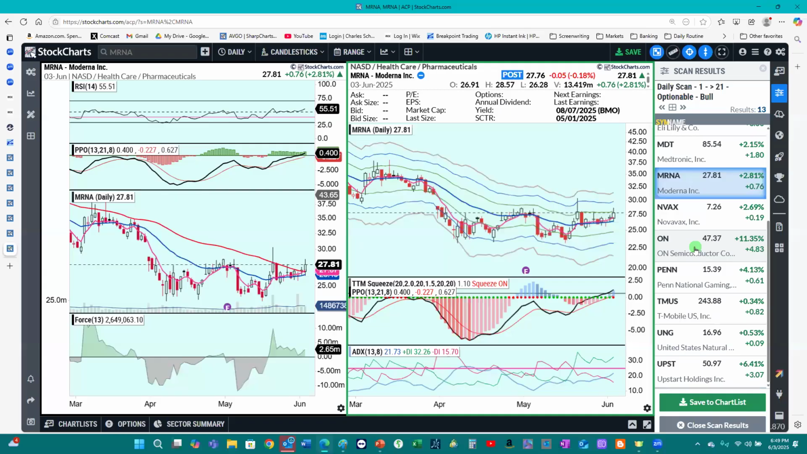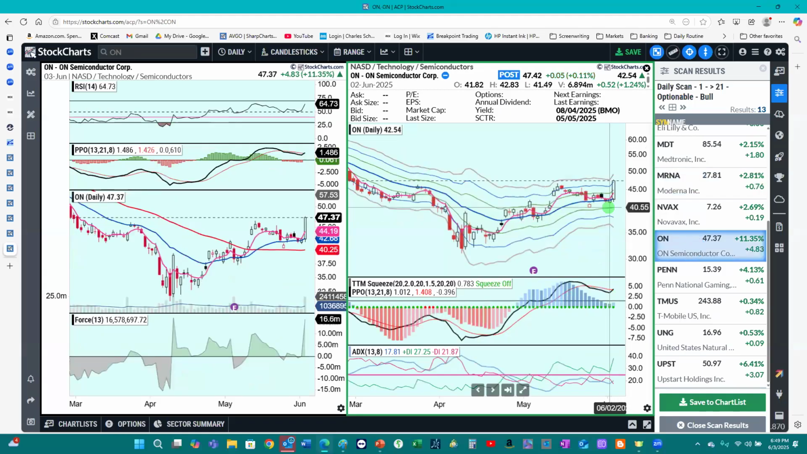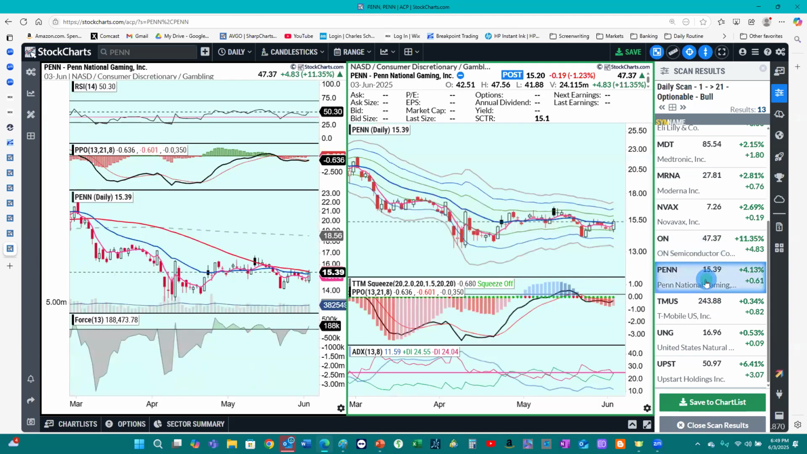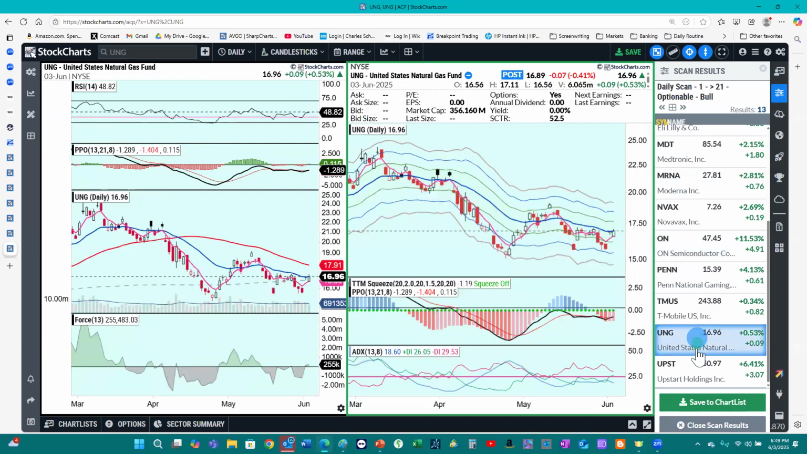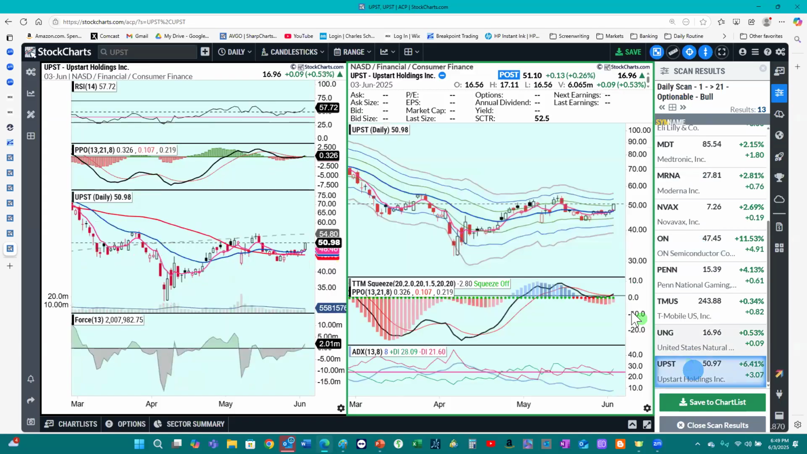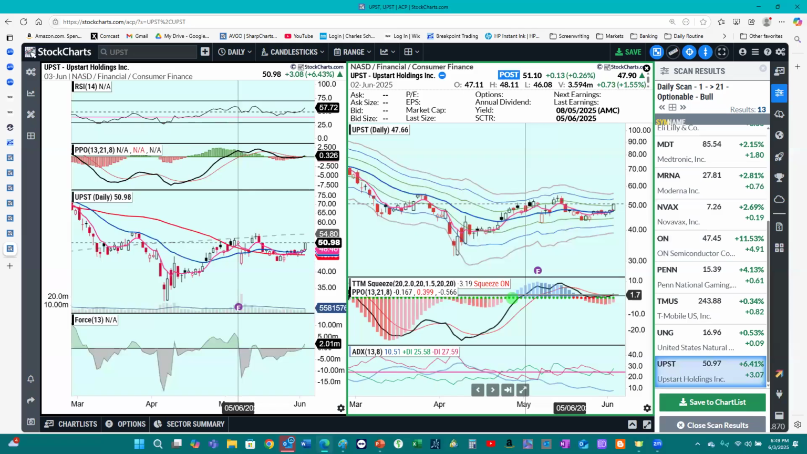On Semiconductor actually went above the 21 yesterday, so this is a little too extended right now for me. I probably wouldn't get into this one at this point, but yesterday it also made the list when it went above the 21 right there. Penn National, so gambling looks like it might be moving. Here's natural gas. And here is Upstart, one that I added to our daily scan list.